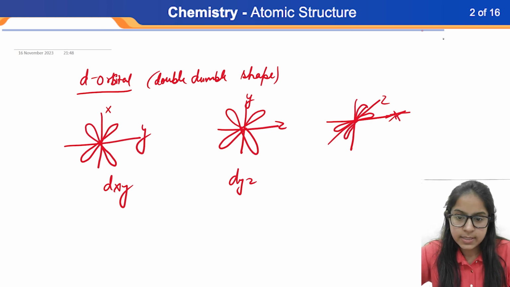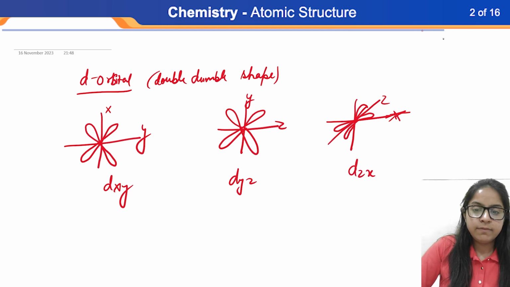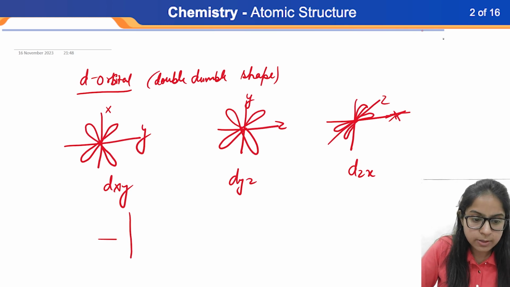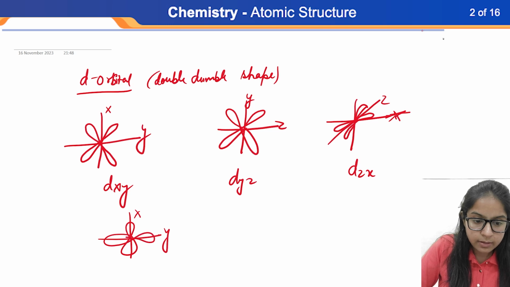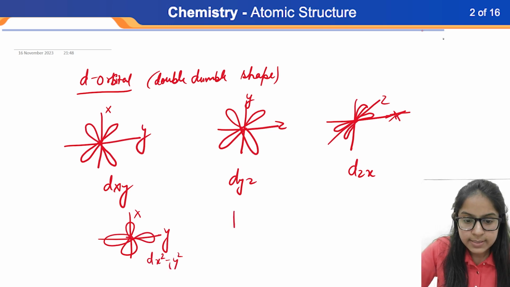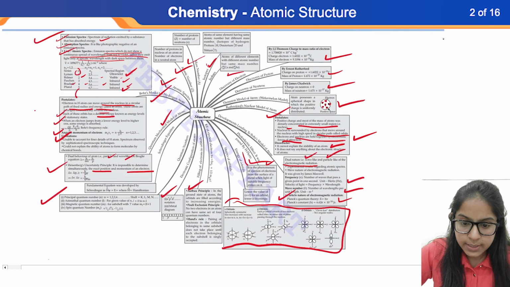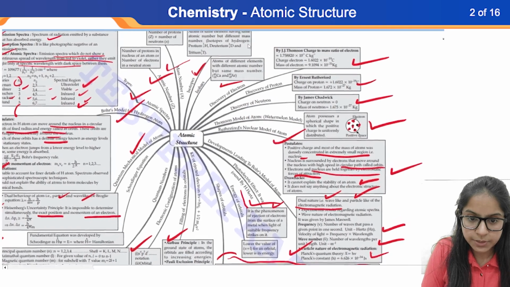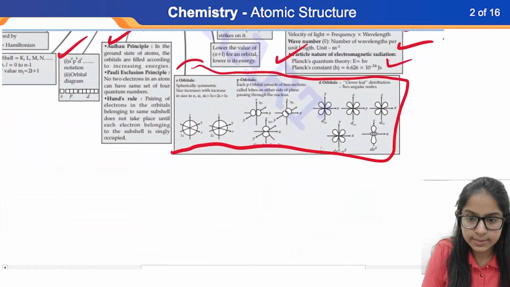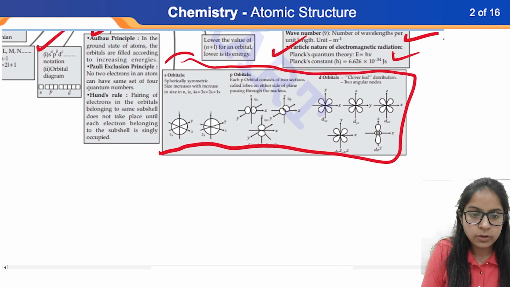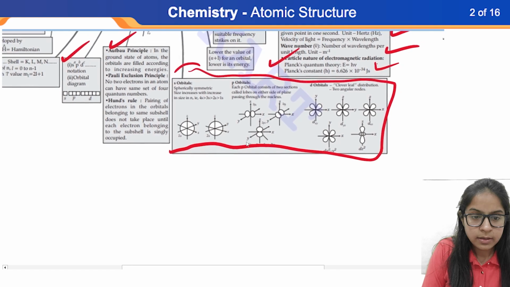So dxy, dyz, dzx are not along the axis, these are in between the axes. But two orbitals of d, dx square minus y square, is along the axis, and dz square is also along the axis. This is the dz square orbital. So these are the shapes of the orbitals. You can see this clearly: clover leaf type structure, two angular nodes.